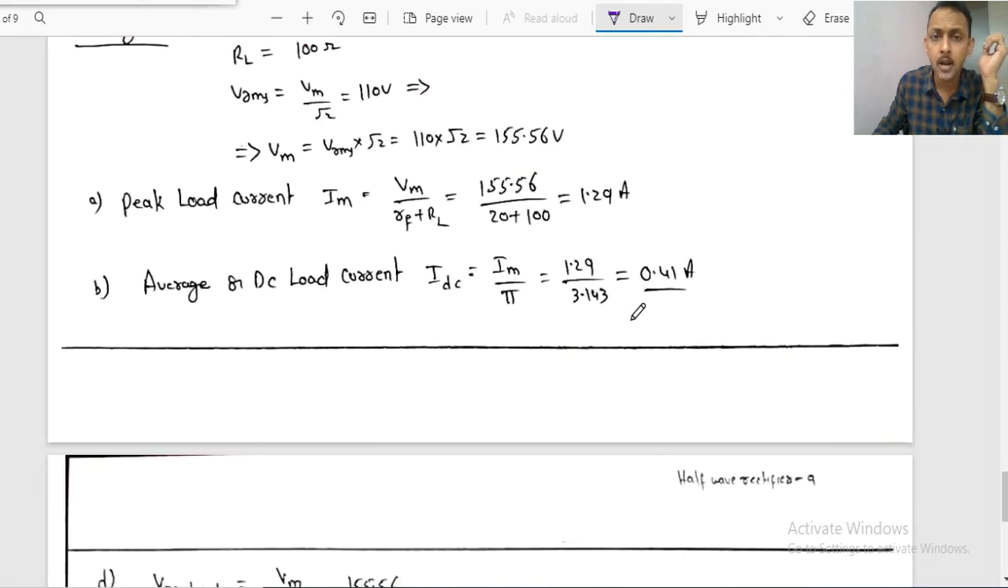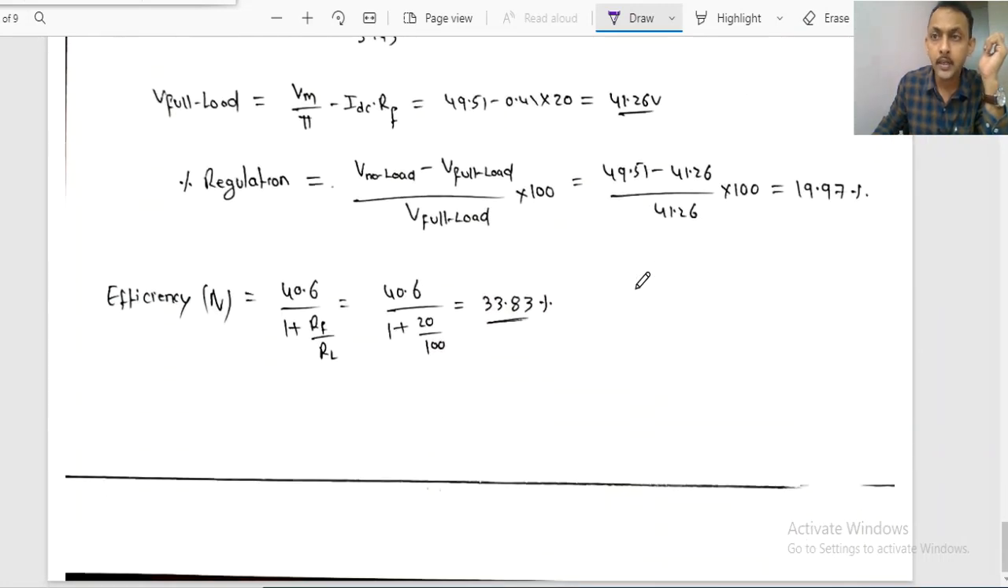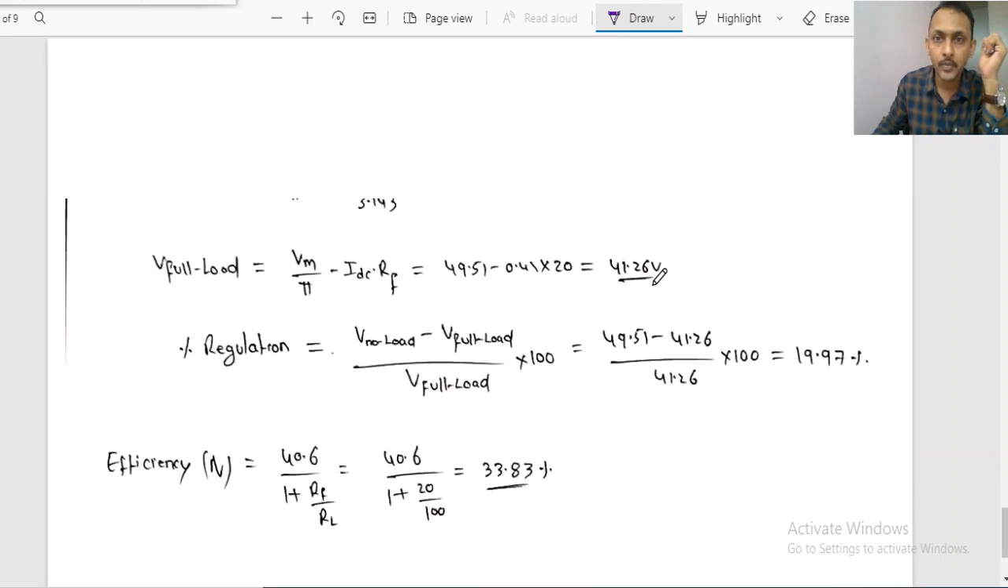and we will discuss one example to calculate different parameters in the half wave rectifier mode, right? This is what we are going to cover in this video.